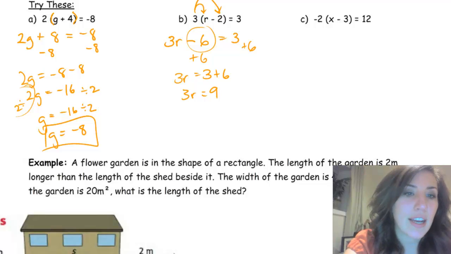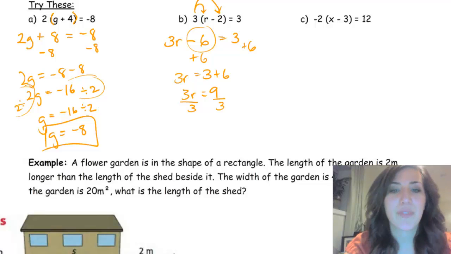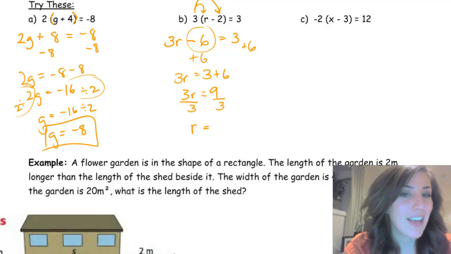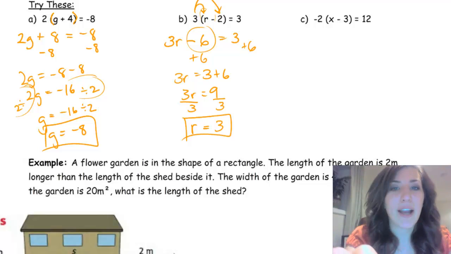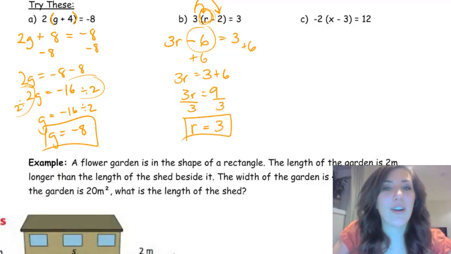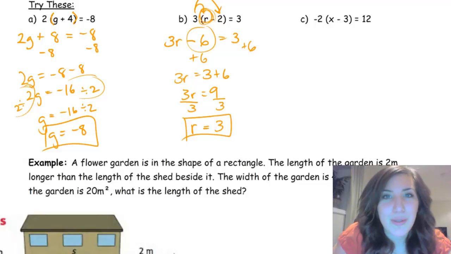You can do it like I showed you over here, or we could do it like this. They both mean the same thing. So 3 over 3 is 1r. 9 over 3, how many times does 3 go into 9? 3 times. So r equals 3. If we plug that r back into the original equation up here, 3 minus 2 is 1. 1 times 3 is 3.